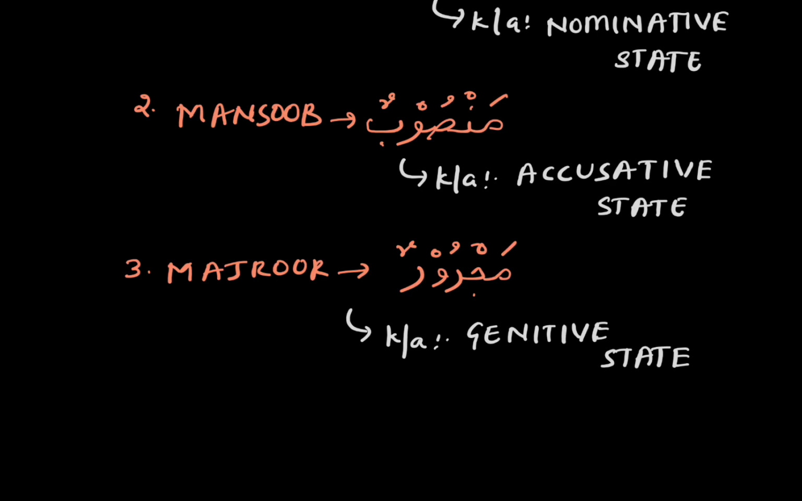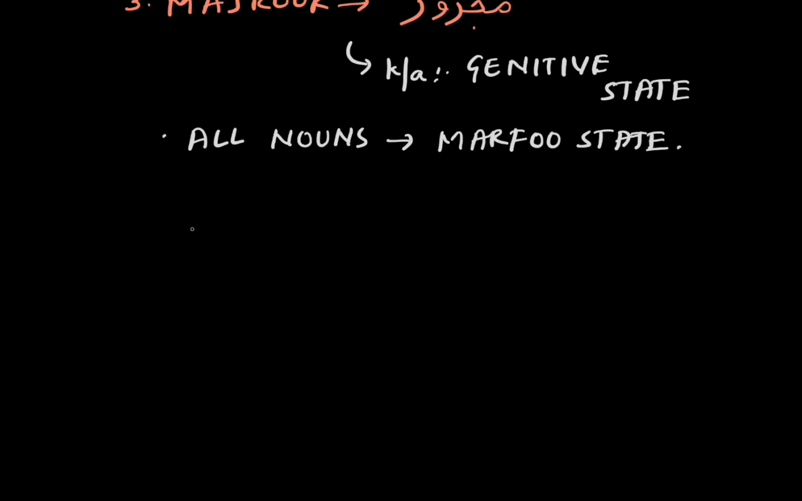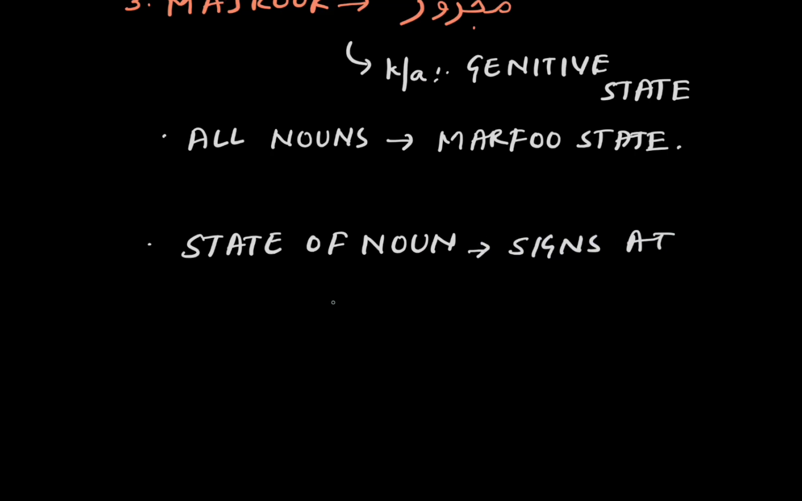As said earlier, by default all nouns are in marfu state. Now, the state of a noun can be identified by the signs at the end of the letter of a noun. If you want to know the state of a noun, whether it is marfu, mansub, or majroor, that can be identified by the signs at the end of the letter of a noun.